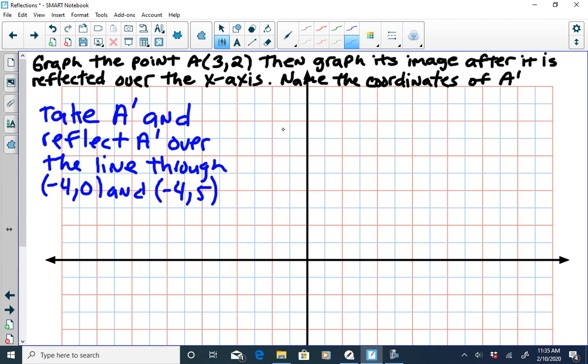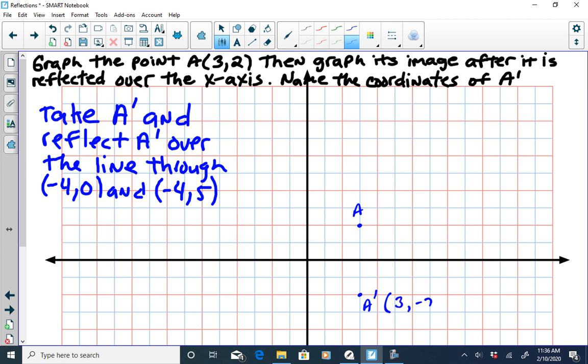So the pre-image A is located at 3, 2. So over 3, up 2, we put a point, we label it A. There's our pre-image. We want to graph its reflection over the x-axis. My x-axis here is the horizontal number line. When we draw a reflection, we simply find that line of reflection, which here is the x-axis, and we go the same distance from that line of reflection, but in the opposite direction. And there's my A prime. We use the prime notation to denote that it is an image, not the original. To name the coordinates of A prime, we see that A prime is located at 3, -2.